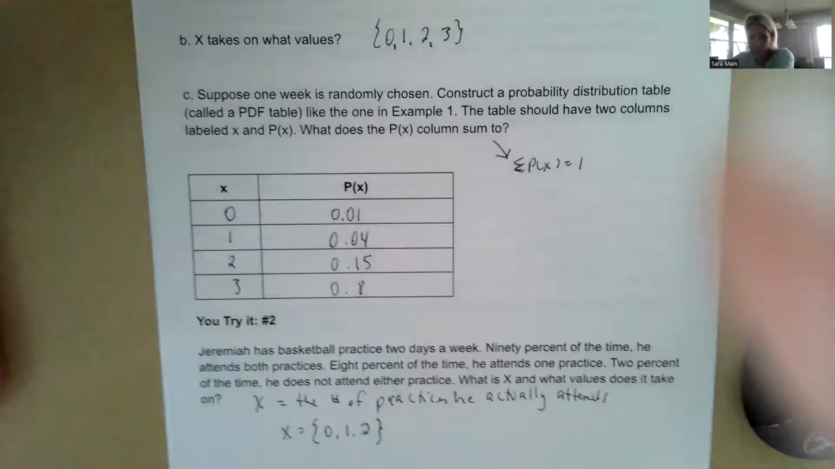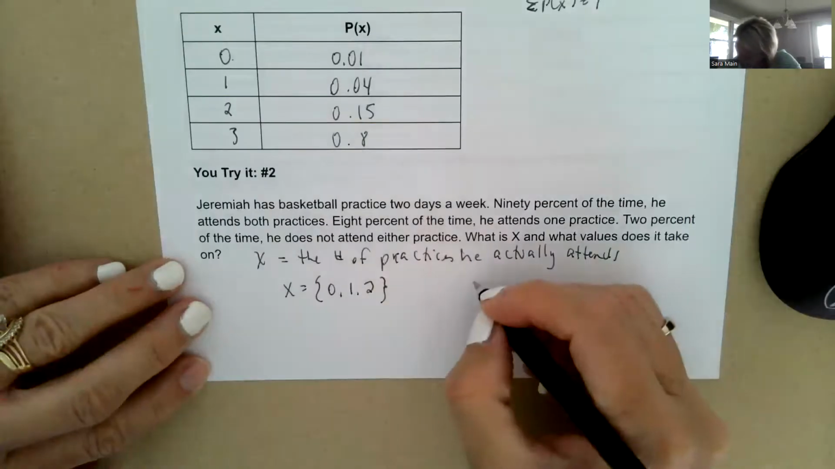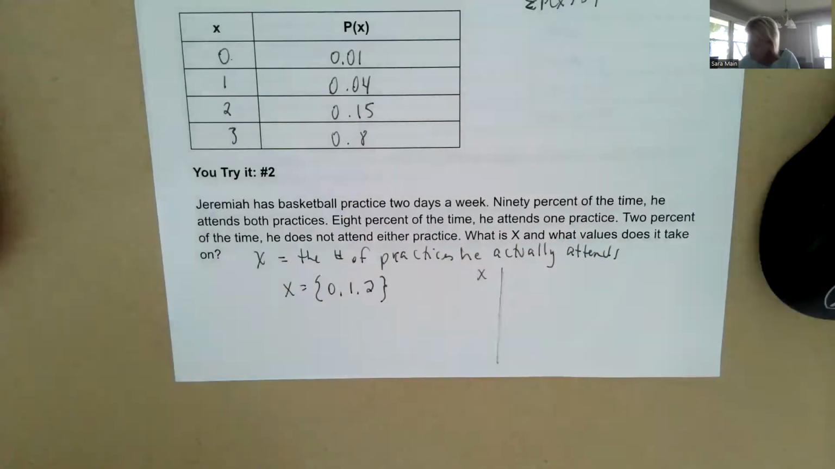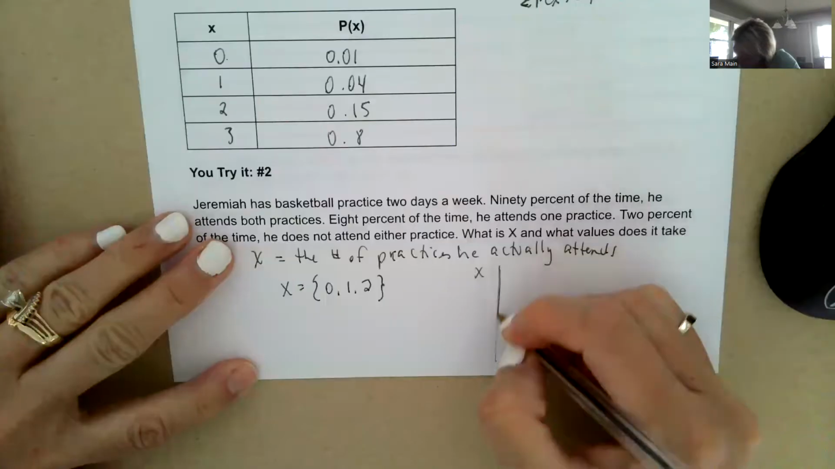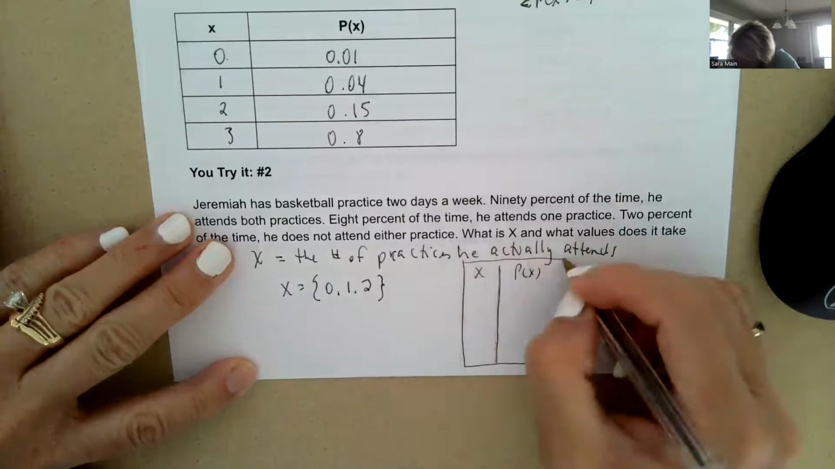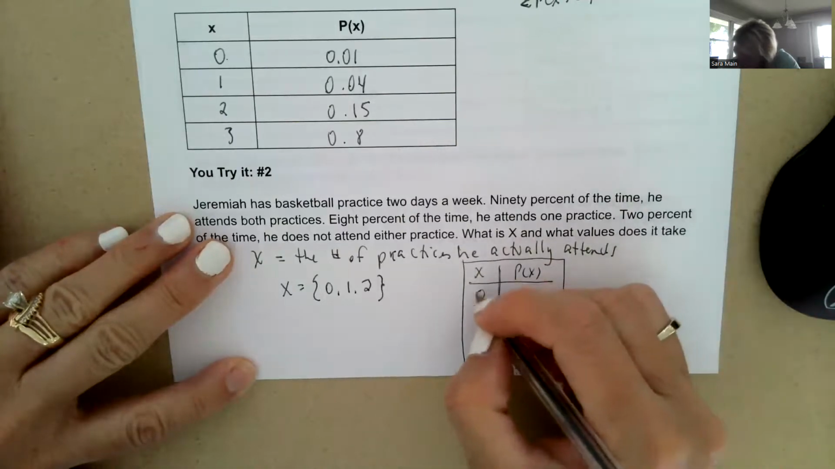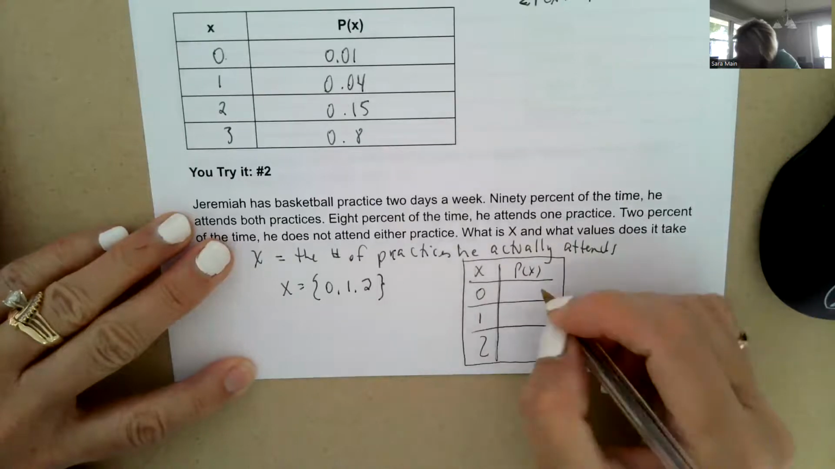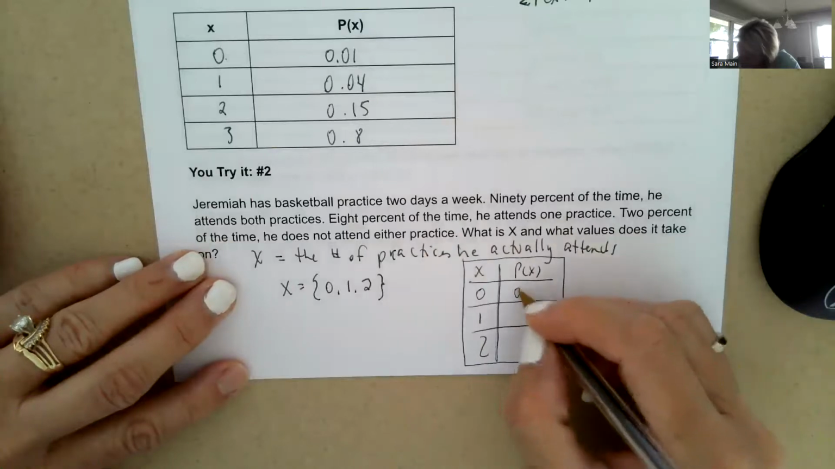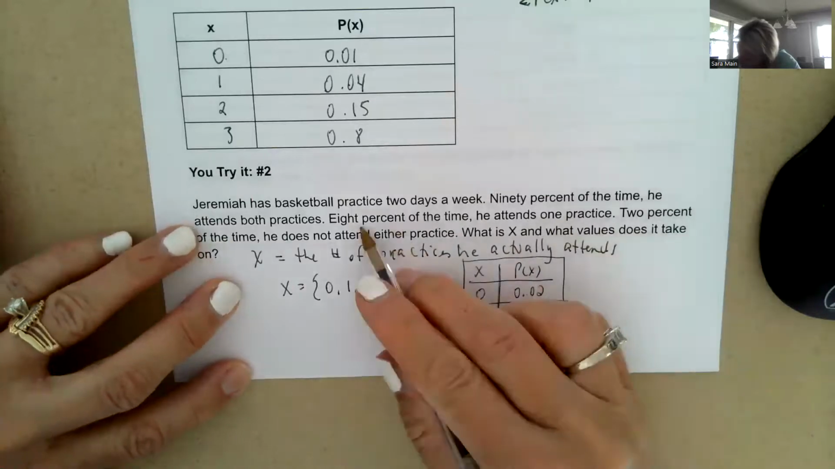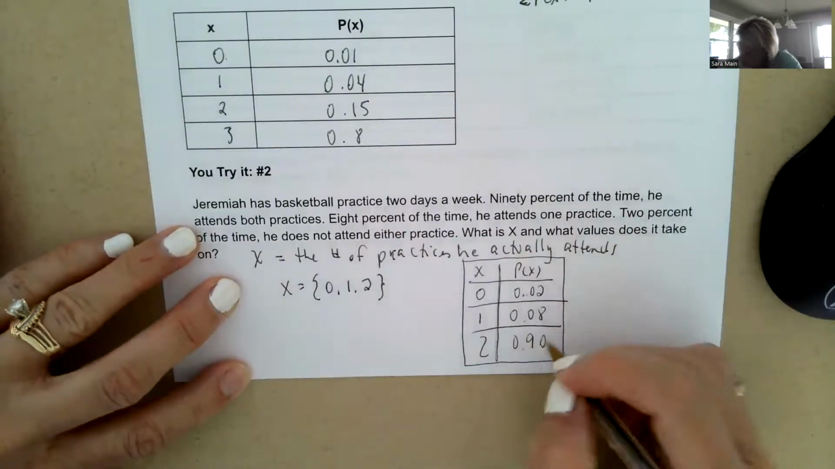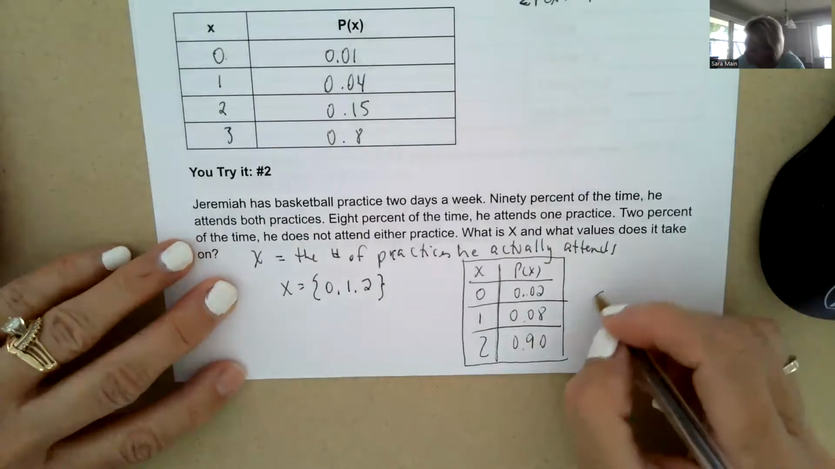Okay, and we could make the table if we wanted to here. We could say X and P of X. The question doesn't ask you to do that, but we could do that just for the practice. And so we could have 0, 1, and 2. And 0 times was 0.02. And 8% of the time he only attends once, and 90% of the time he attends both practices. So that adds up to be 1.